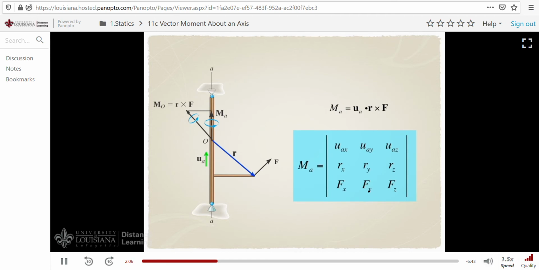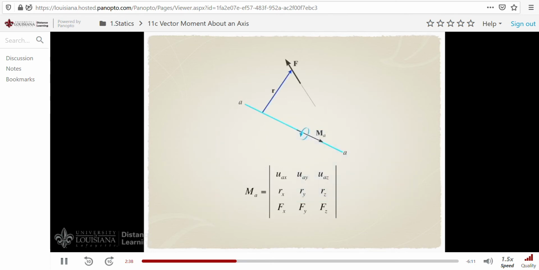When you expand this determinant, you get the magnitude of the moment, M sub A. In the first row go the xyz components of the unit vector that defines the axis. Here is the position vector going from any point on the axis to any point on the line of action of the force, and down here, of course, go the components of the force vector. Once this determinant is expanded, we get a single number, and that number, as I said, gives us our magnitude of the moment projection, right here.